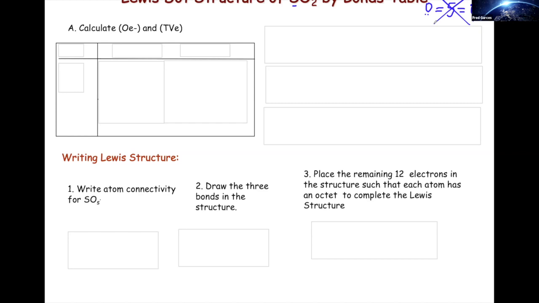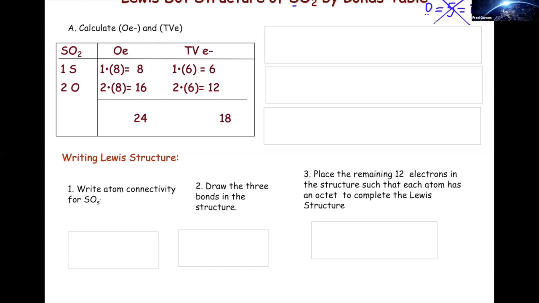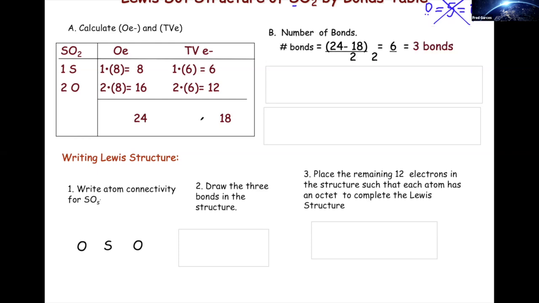And the fundamentals are this way. Sulfur dioxide, 1 sulfur, 2 oxygen. Octet, 8 for sulfur, 2 times 8 for oxygen. That's a total of 24. Reality, 6 for sulfur, 2 times 6 for oxygen, that's a total of 18. We look at the sequence. We know that 24 minus 18 divided by 2 is 3 bonds. So this guy actually doesn't have 4 bonds, it has 3.